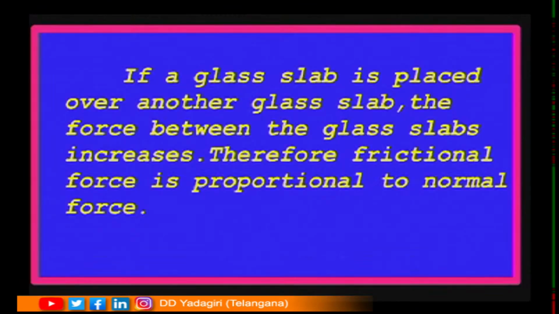Now, children, till now we have looked into two aspects. The first one, the nature of surface is a factor on which the frictional force depends. The second one, the area of contact is independent of the frictional force. Now, let us look at the effect of normal force on friction. If a glass slab is placed over another glass slab, the force between the glass slabs increases. Therefore, frictional force is proportional to normal force.